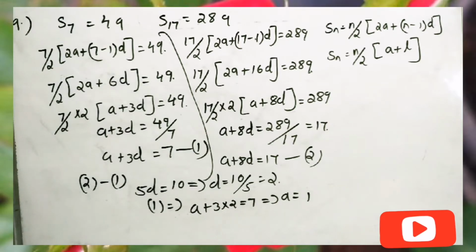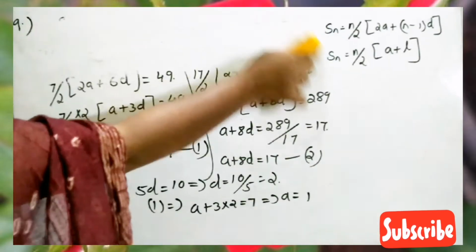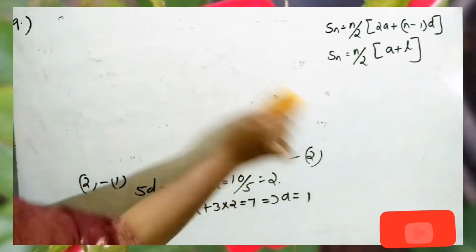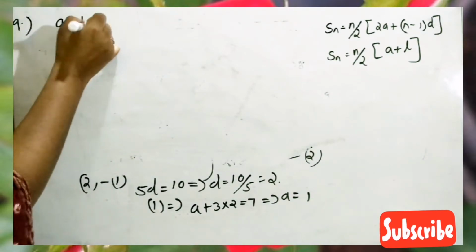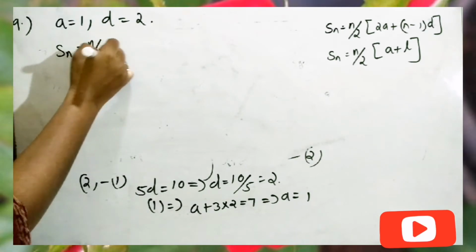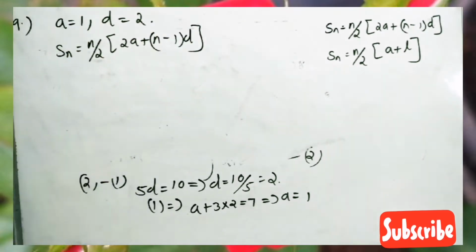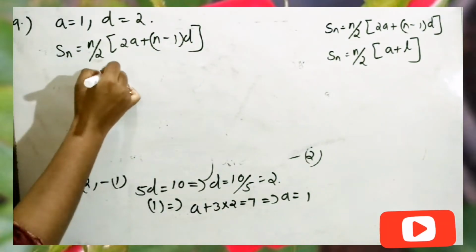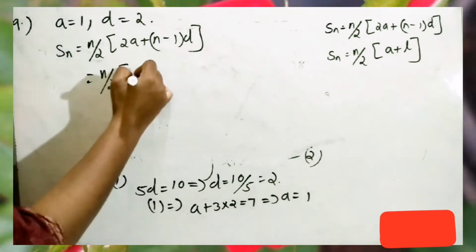Now we need to find out the sum of first n terms. Here a is equal to 1, d is equal to 2, and the formula for Sn is n by 2 into 2a plus n minus 1 into d. Here we are going to substitute the value of a and d. We don't know the value of n. We need to find out the sum of first n terms.